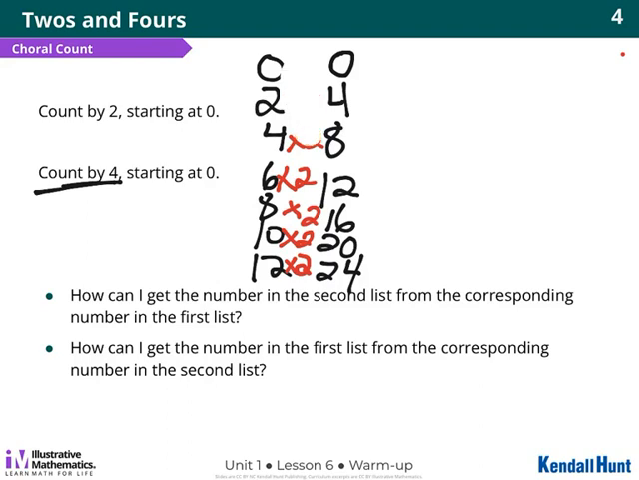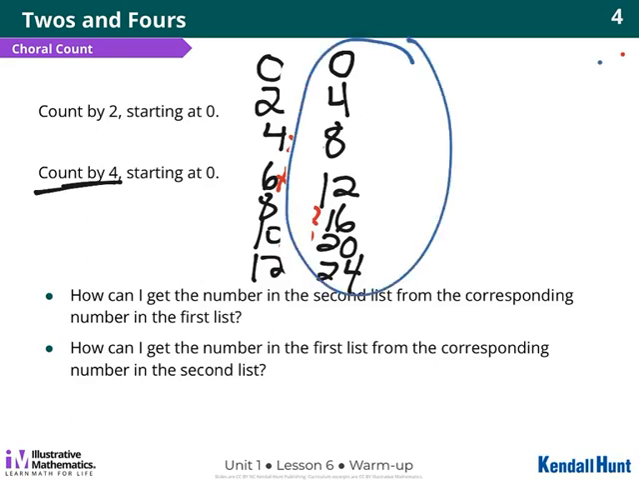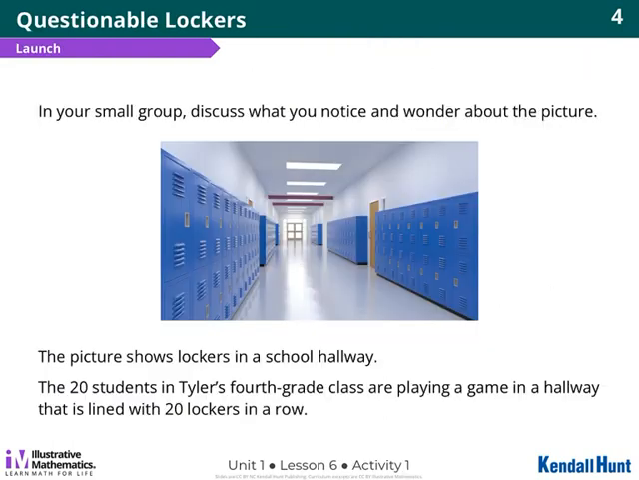How can I get the number in the first list from the corresponding number in the second list? So if I erase all the red ones, how could I go from the second list to the first? We're not in small groups yet. Our small group is our small class of 28.